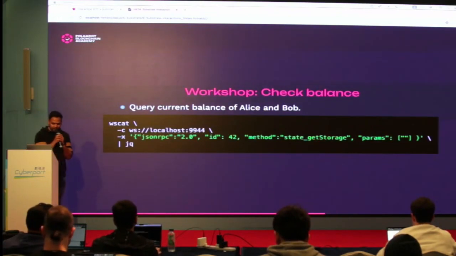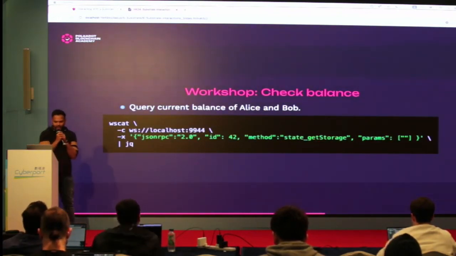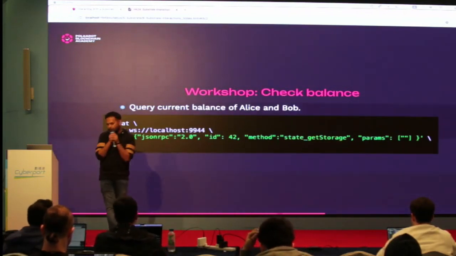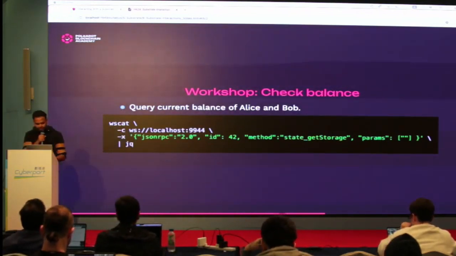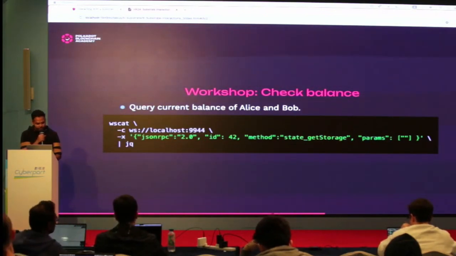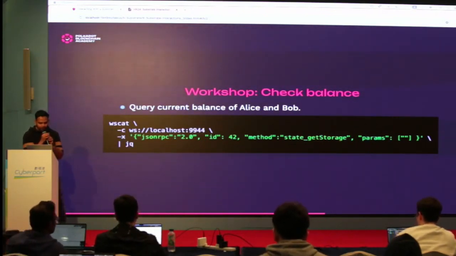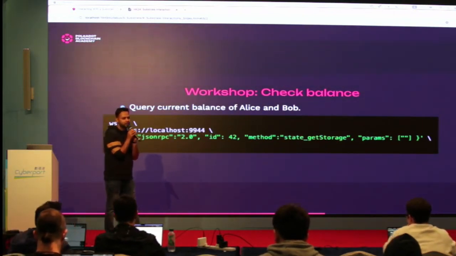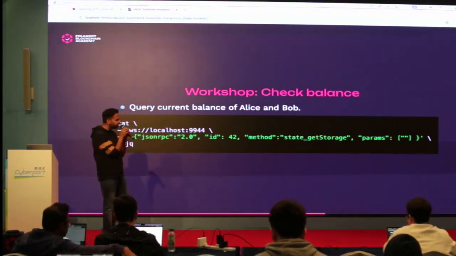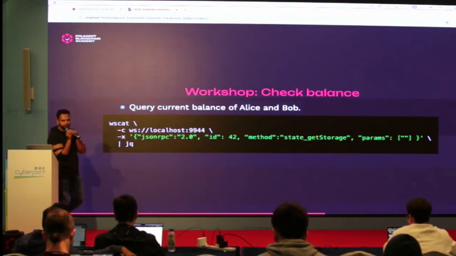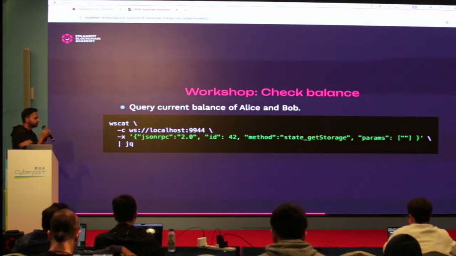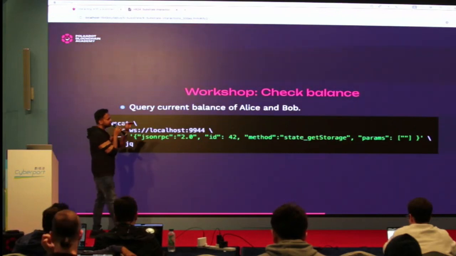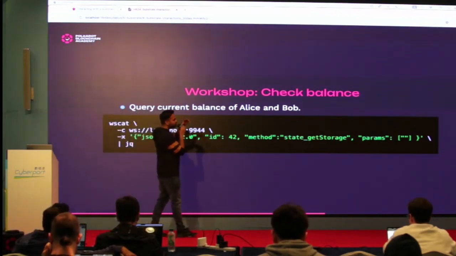Okay, let's do the first thing. The HackMD that you got has a storage key for Alice and Bob. There is an RPC command called state_getStorage. Again, all these are there in the HackMD. Pass the param as the storage key, and you will get some value. And I said it's already pre-funded, so you should hopefully get some value, not an empty value. Just to explain, the storage keys are where the balance of Alice and Bob is stored, but it's some complex structure.